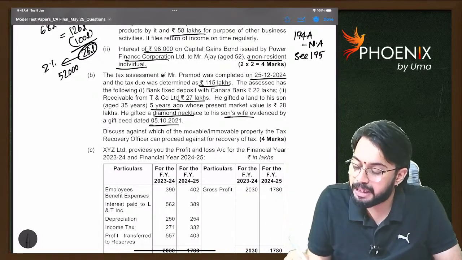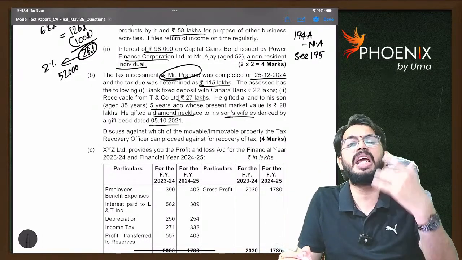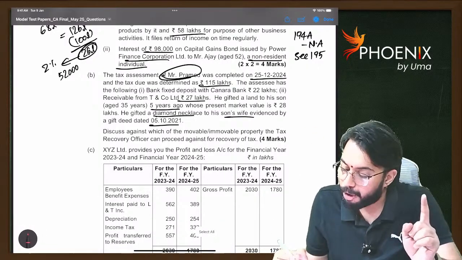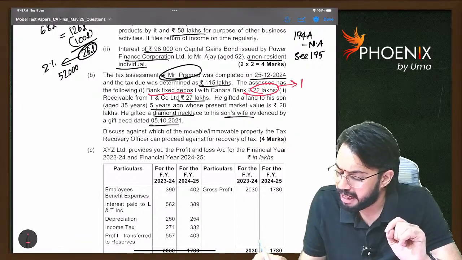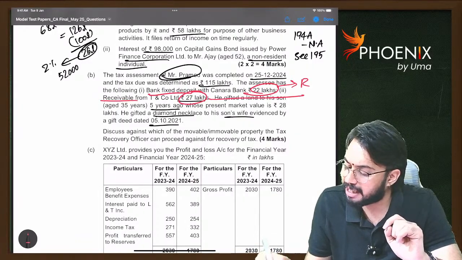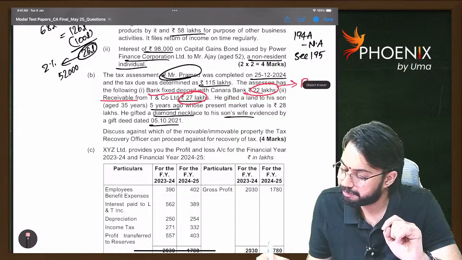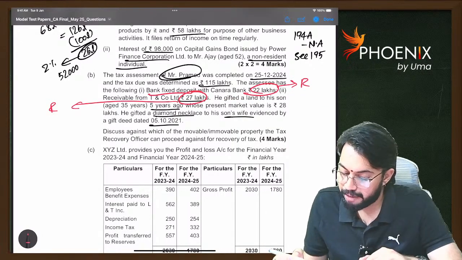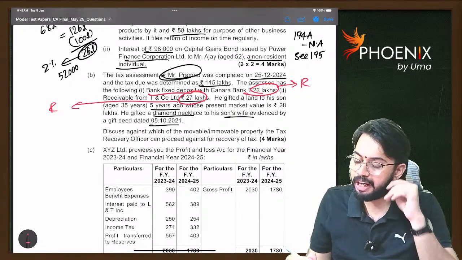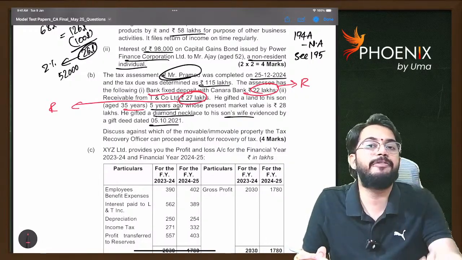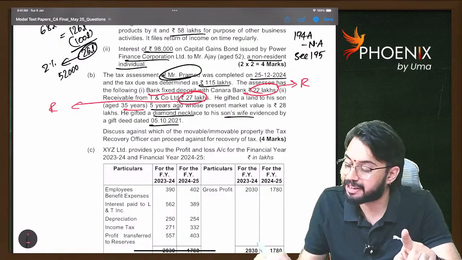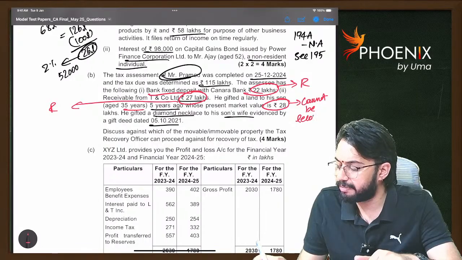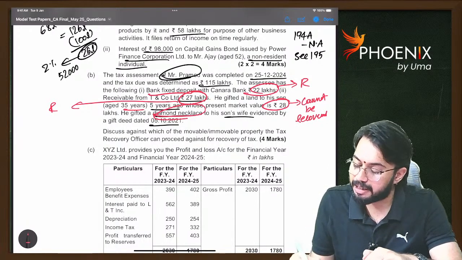Here the SSC is Mr. Pramod. Mr. Pramod's movable property and immovable property will be recovered by the income tax officer. So Mr. Pramod's bank fixed deposit will be recovered. Receivables of 27 lakhs will be recovered. And 5 years ago, he gifted land to his son. Since the son is a major son, 35 years, this cannot be recovered.